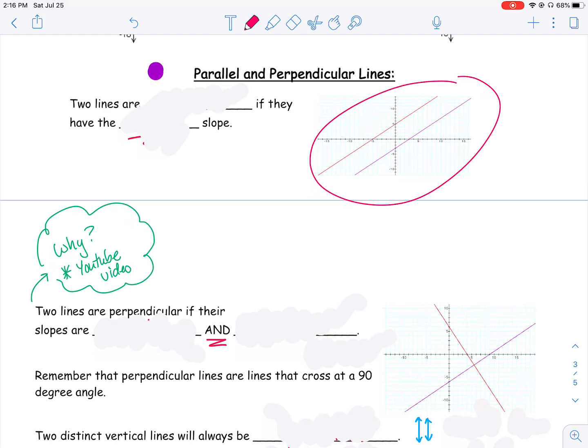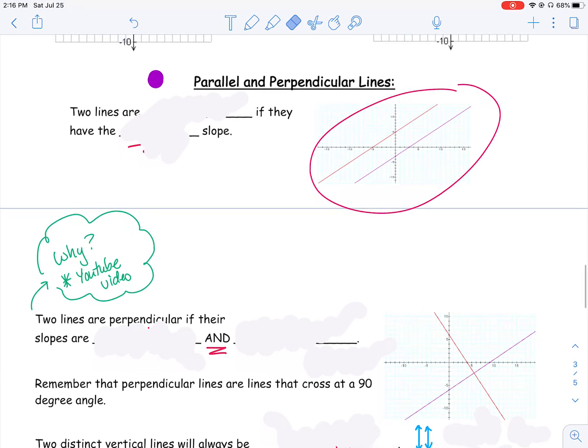And if you tilt them, no matter how you tilt them, as long as they're parallel, their slope should always be the same. That kind of makes sense, right? And so I know now that anytime I have parallel lines, their slope should be the same. Or if I know that two lines have the same slope, then they're going to be parallel. If they have the same exact slope, two lines are always going to be parallel.